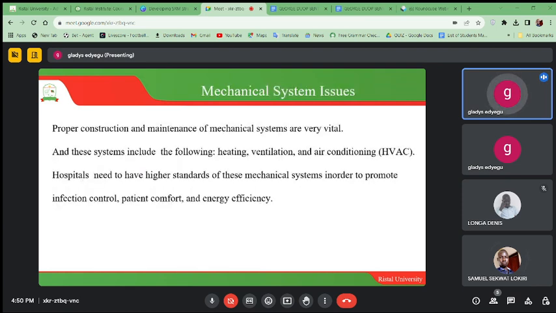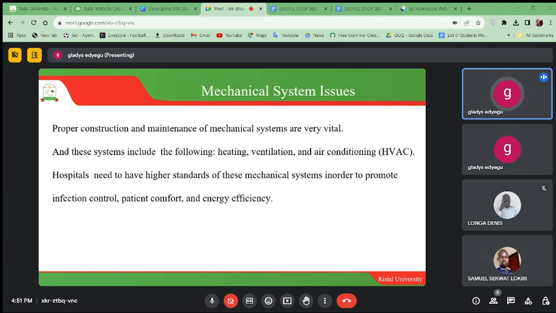So let's look at the mechanical system issues. Mechanical system issues are also there in the utilities, and basically, I want to say that proper construction and maintenance of mechanical systems are very vital because if these systems are not constructed well and not maintained, then they cannot function the way they are supposed to. So proper construction and maintenance is ideal so that they can continuously provide the services that they are entailed to.